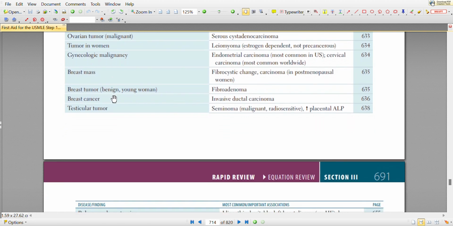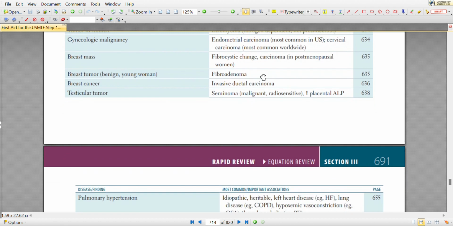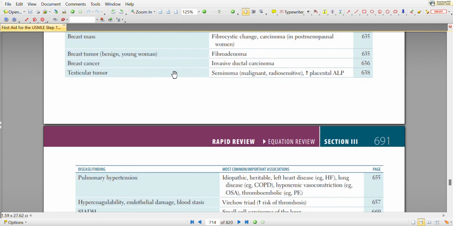Breast tumor, benign in a young woman, is fibroadenoma. Breast cancer: invasive ductal carcinoma, IDC, is the most common breast cancer. Testicular tumor, most common is seminoma, malignant and radiosensitive. Increased placental alkaline phosphatase is for testicular tumor.